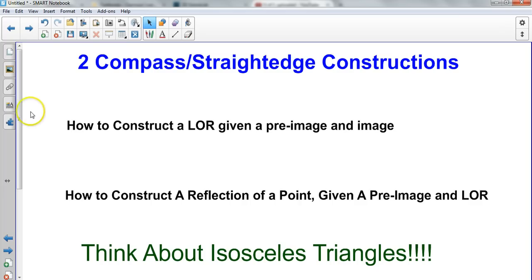And the straight edge is how we connect points to make segments. Okay, so the first construction I'm going to lead you through is how to construct a line of reflection given a preimage and an image. And then I'm also going to show you how to construct a reflection point given a preimage and the line of reflection. So this first construction, we need to make the line of reflection given a point and its reflection point. In the second one, we need to construct the reflection point given a preimage and a line to reflect it over. Okay? So let's start with the first one.